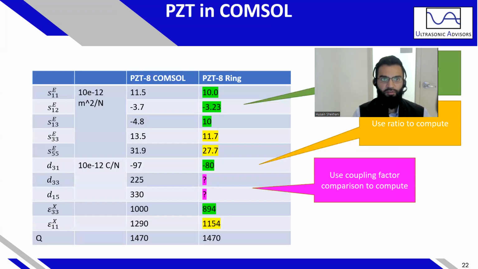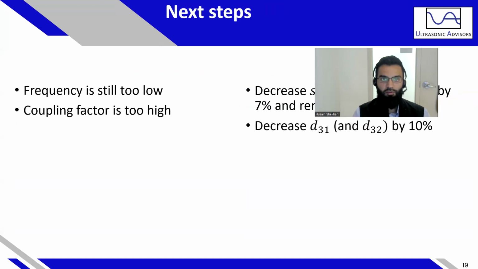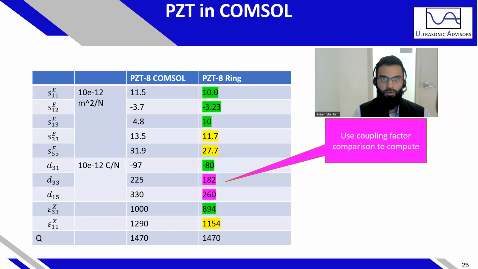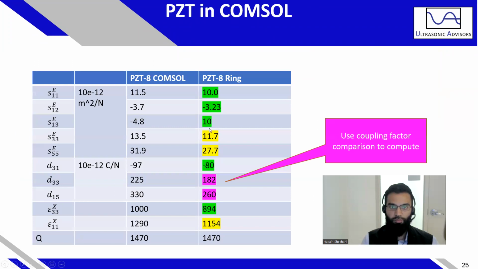And hopefully you might even be able to use COMSOL. If you have COMSOL, you can use the slides and the calculations and follow through if you want to do it yourself. So now here we go. Now we've used the coupling factor comparisons to compute. We've had experiments, we've had comparisons in the yellow, and we've had the coupling factor comparison in the purple.